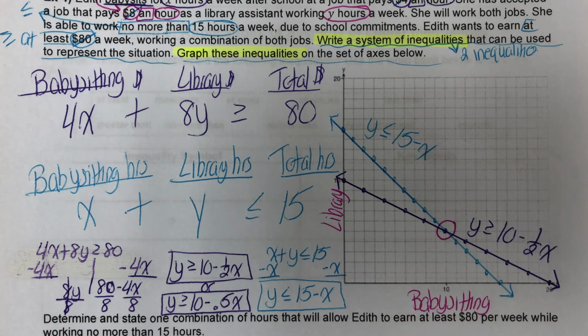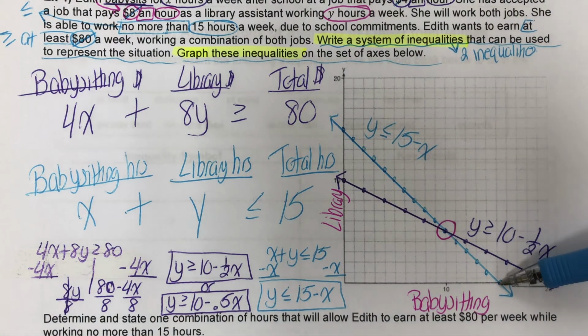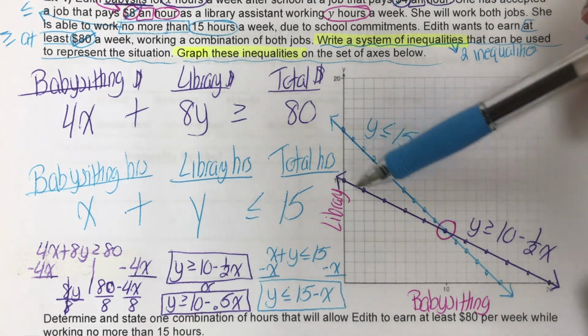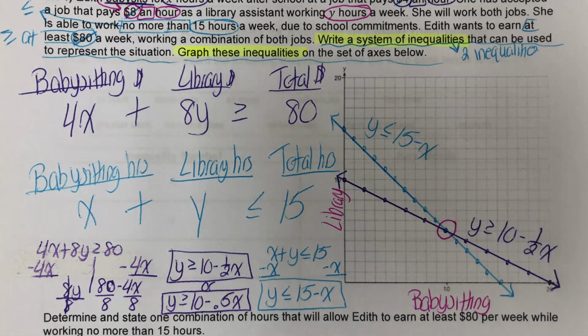Now, if I look at the blue, which was the hours, I just had to move that x over and I was done. So again, the opposite of a positive x is a negative x. When I subtracted x to the opposite side, all I was left with was y is less than or equal to 15 minus x, and I was done. Then I typed them into my graphing calculator so that I could look at the points that I wanted to plot. I plotted those points, connected them with a ruler, went back, typed in the other inequality, and again connected those points with a ruler.